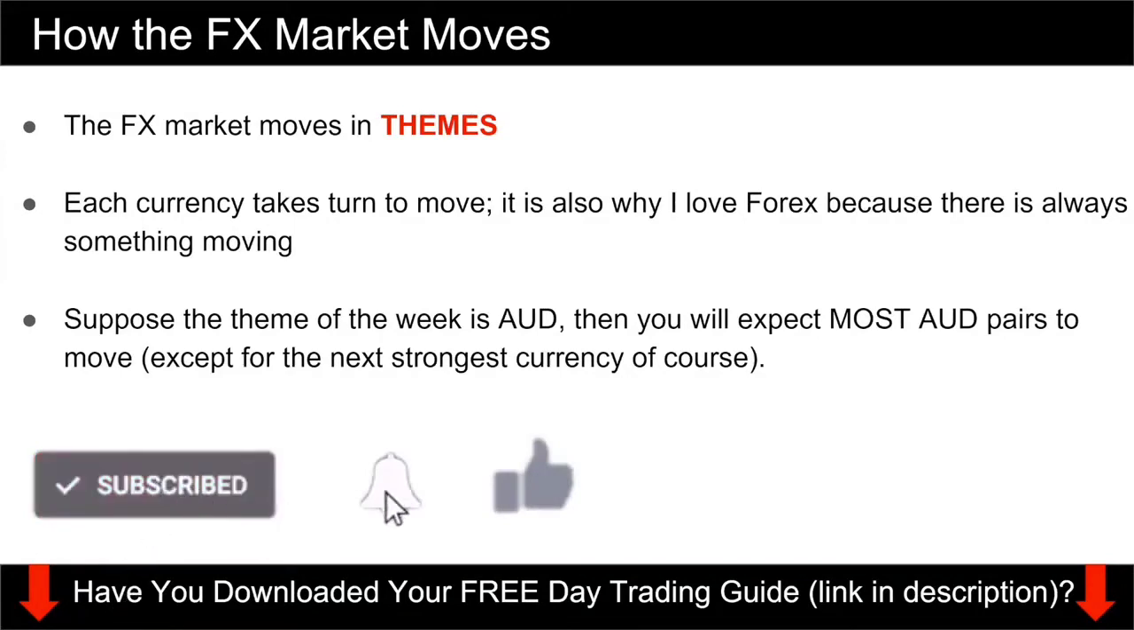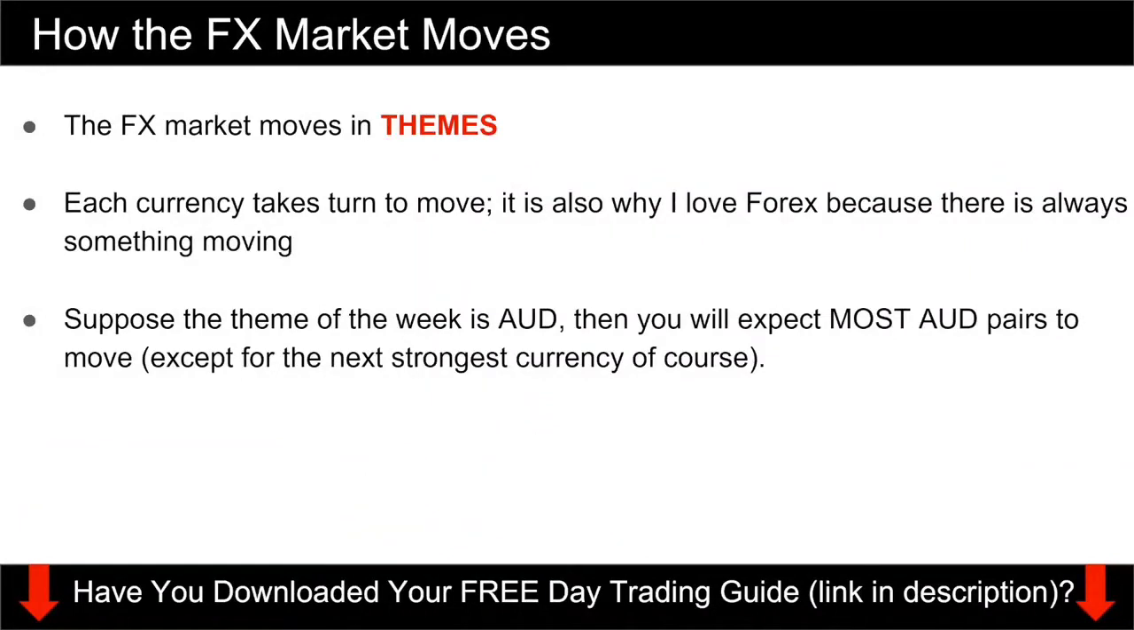Just imagine if the team is Aussie and all the Aussie pairs are bullish. If you were to buy Aussie, of course, you're going to make more money because all other currency pairs are moving in the same direction. So the first thing you must understand is that the market moves in teams. This is also why I personally love Forex, because there's always something moving. It's not like stocks, where the price can stay stagnant for 3 months, 4 months and doesn't move. In Forex, each of the currency pairs takes turns to move. So if you can predict what is the theme of the week, then you can make a lot of money.